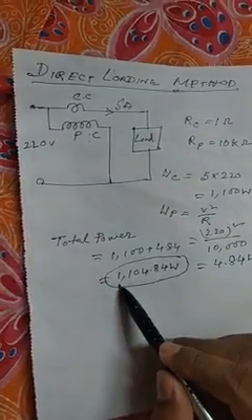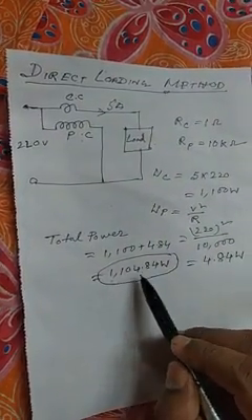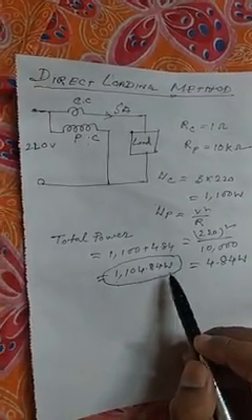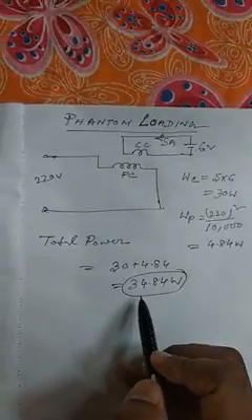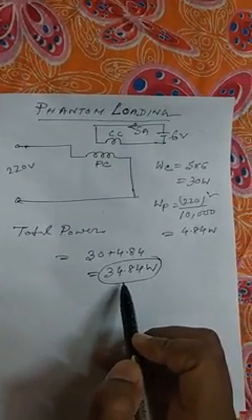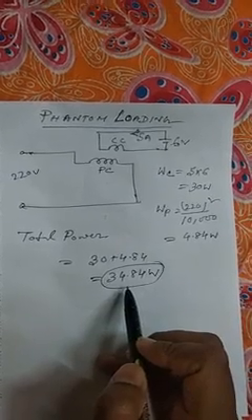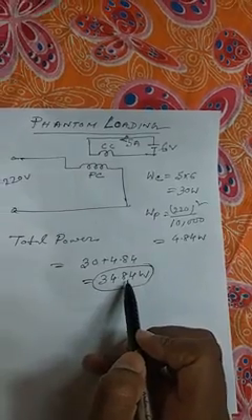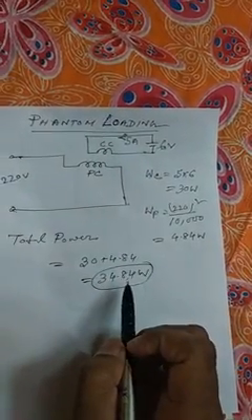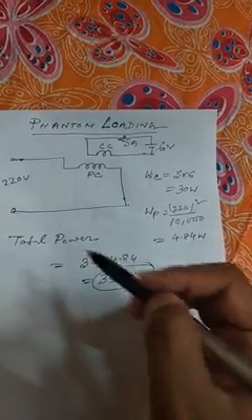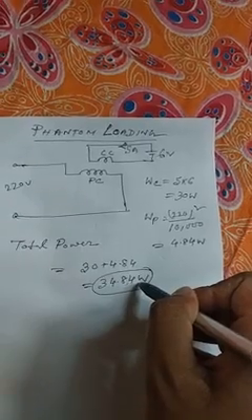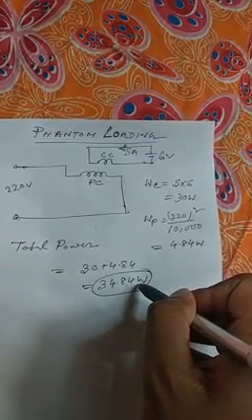In case of the conventional method, 1104.84 watt is consumed for the testing purpose. But in case of the phantom loading technique, if you want to test by using this technique, 34.84 watt of power is consumed by the energy meter. So by this phantom loading technique, we can reduce the power. That's all.